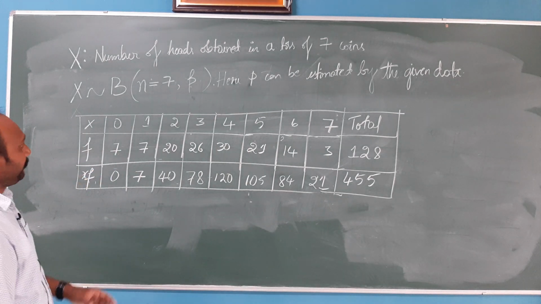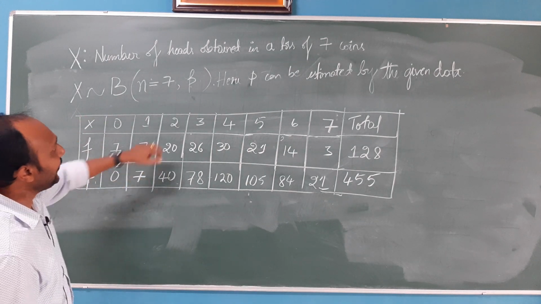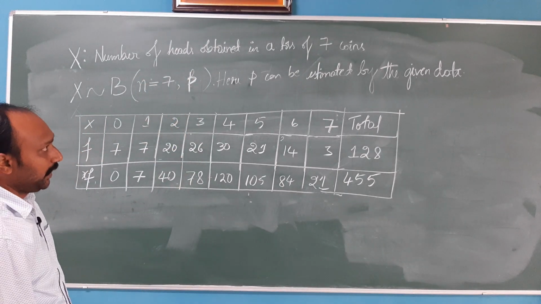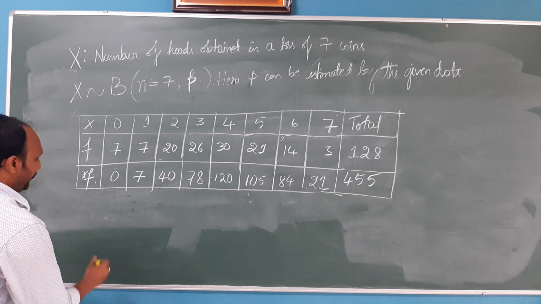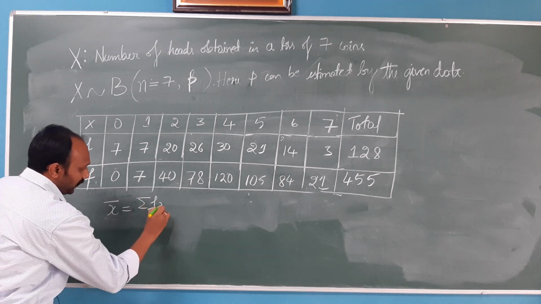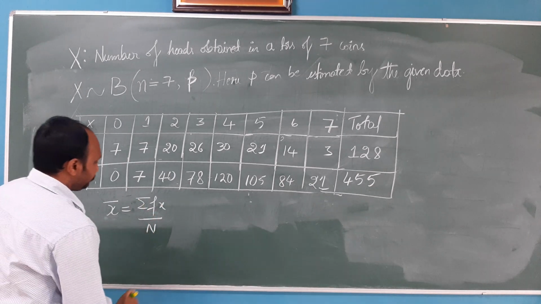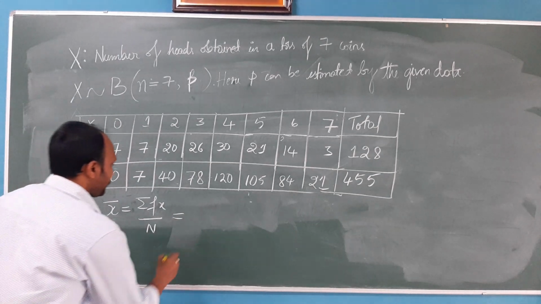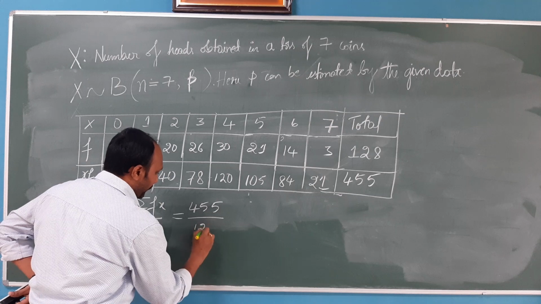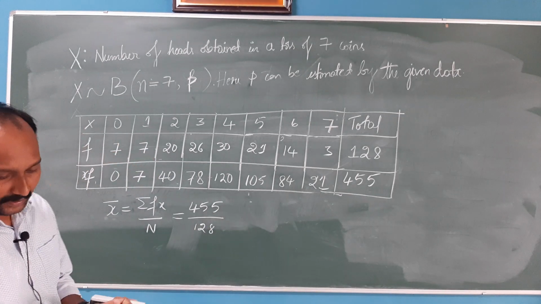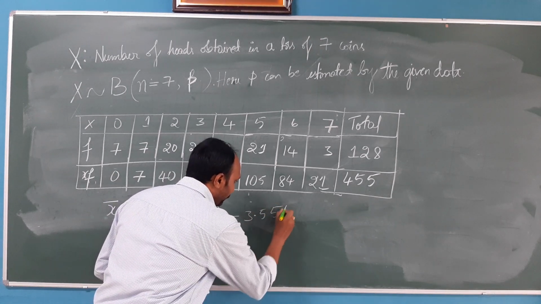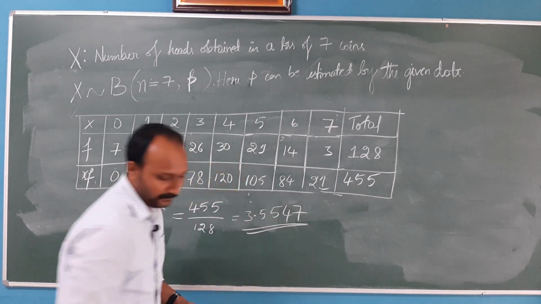So by the given data, we can estimate the p value, that is the probability of success. How can we estimate the p value? By finding the mean. So what is the mean? X bar is equivalent to summation fx by capital N. So what is summation fx? Summation fx is 455 divided by 128. So the answer is 3.5547, which is the x bar value.